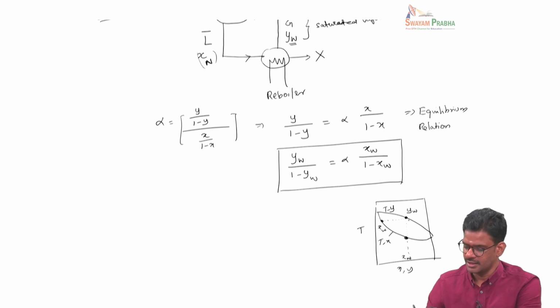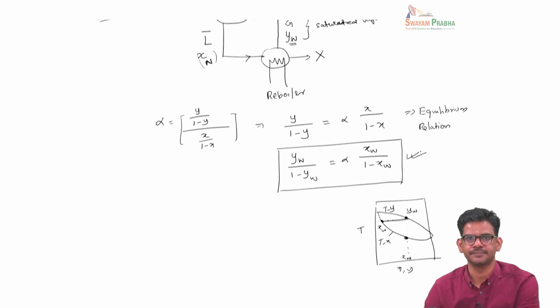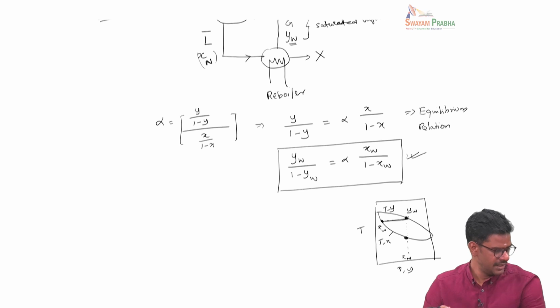But since we are completely vaporizing all the vapor, the total system is vapor, and then there will be a small droplet of liquid corresponding to XW. This relationship between XW and YW is given by this. Okay, so this we understand.